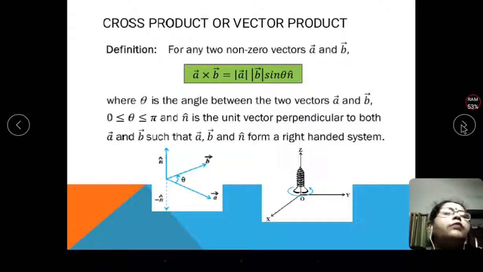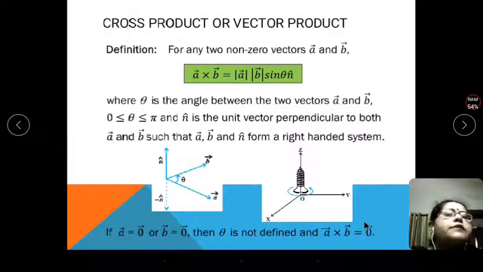Okay, and now if any of the A and B were 0, what do we do? Now if any of the A and B were 0, then theta will not be defined, because if say A vector is 0, that means it's a vector with 0 length. We cannot draw it, and therefore the theta angle will also be not defined. So in that case, we define this A cross B as the null vector or 0 vector. In fact, if you remember, for scalar product also we had defined similarly that if one of the vectors is 0, then the scalar product was also defined as 0.